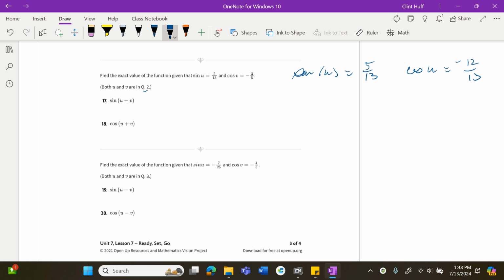And then on the second value, I'm going to put this over here just so we have the cosines together. It says the cosine of v is negative 3/5. And we're in quadrant number 2, so the sine of v should be positive. Pythagorean triple here is 3, 4, 5. So we're in quadrant number 2, so the sine should be positive 4/5.